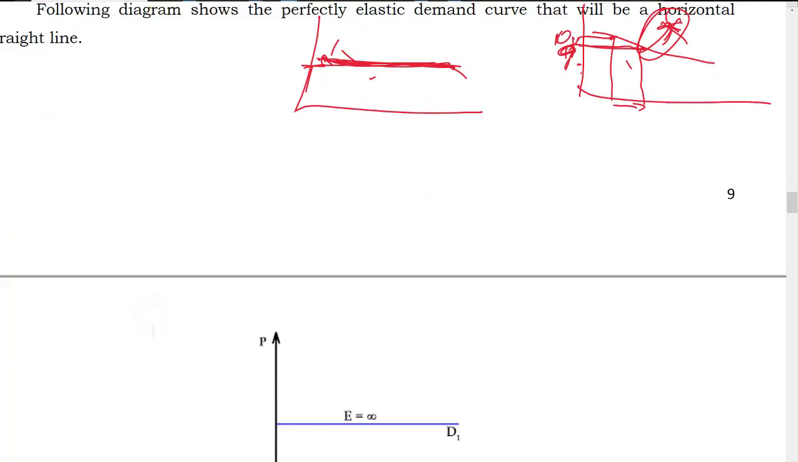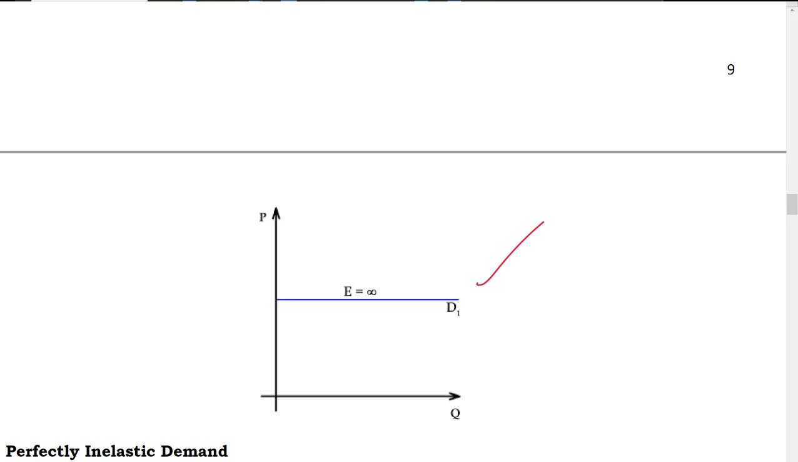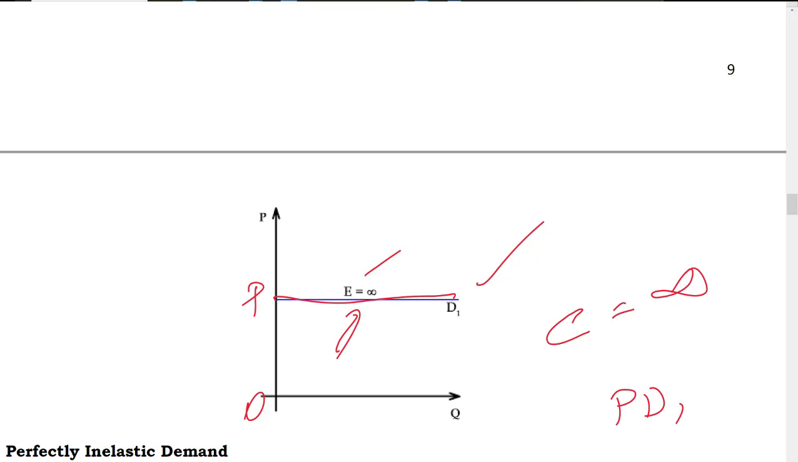This is the demand curve for perfectly elastic demand, where elasticity is equal to infinity. You are having a price of OP, you are having the shape of the demand curve PD1. Your value of elasticity for that particular commodity, with this shape of the demand curve, will be infinite.